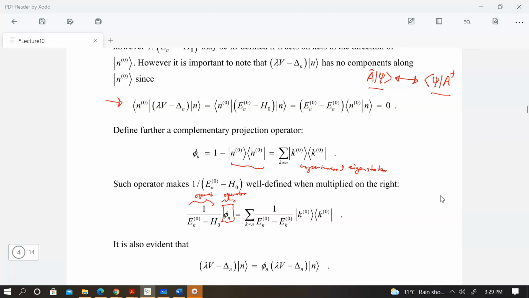So the only thing that's not there is the case of n naught. So in other words, this being eigenstates of h naught, I can now act on this phi n to give you this value ek naught. So in other words, we now have an expansion of these two operators.